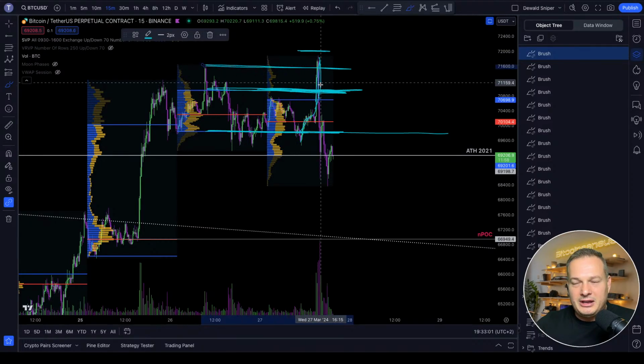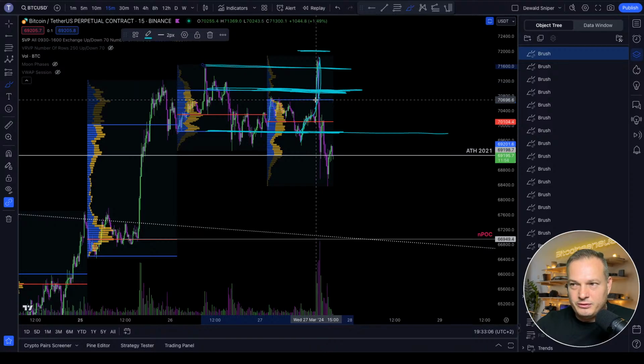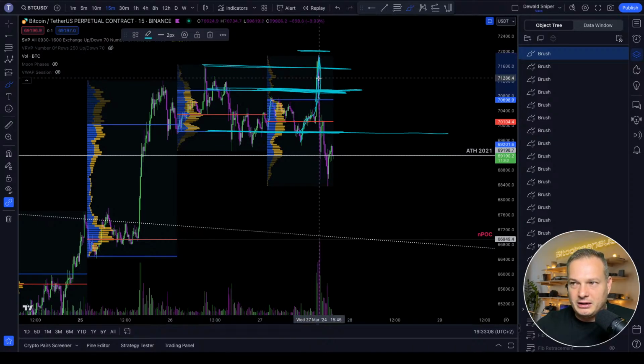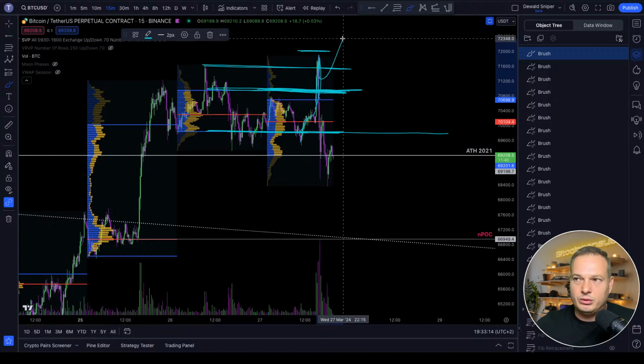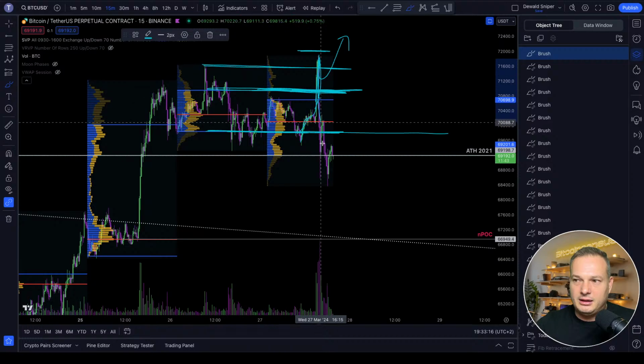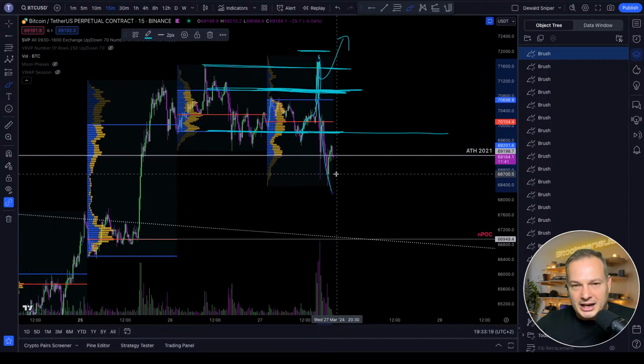Swing failure patterns scare a lot of people because they happen so quickly. This move up here was extremely quick, and then we fell down, and a lot of people are scared to enter because you have to be sniper about the entry. They don't enter because they think we're going to do this, and then this happens. That is why you need to enter the trade with money that you are prepared to lose.